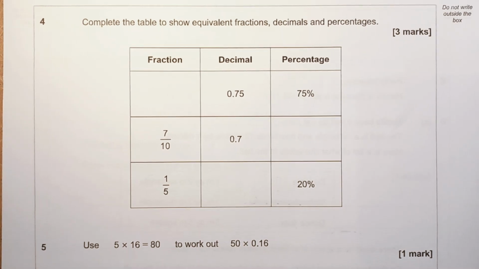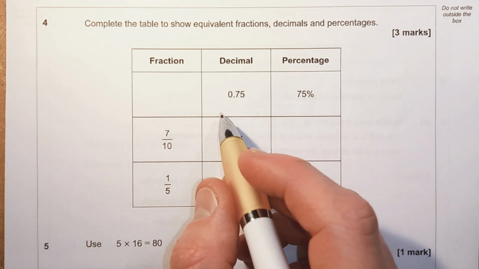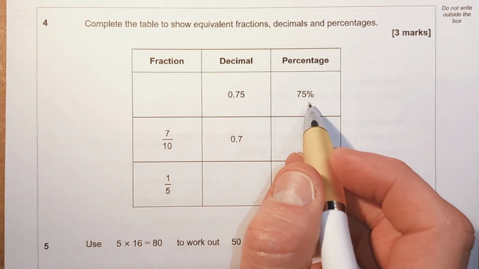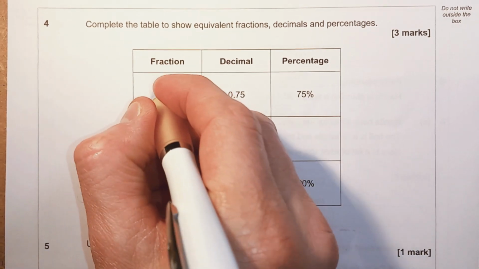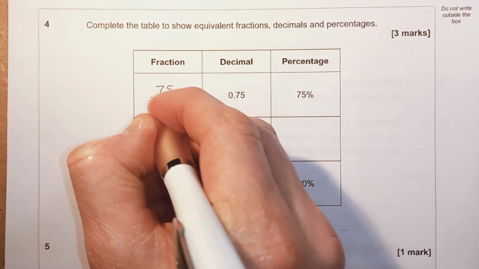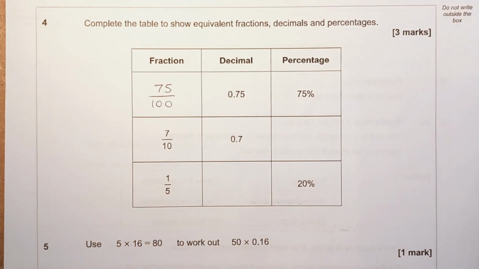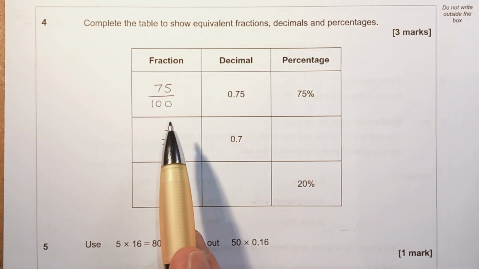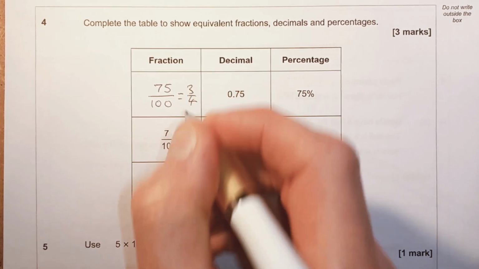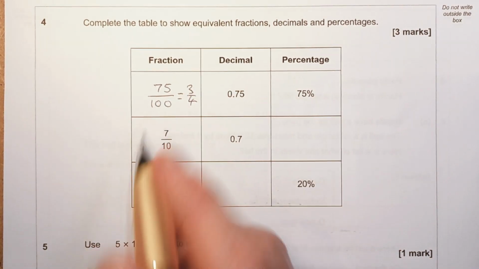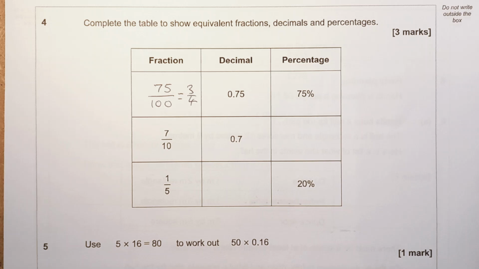Question 4. Complete the table to show equivalent fractions, decimals, and percentages. Right. Well, if we want to make a fraction, I'm going to start with the percentage. And I'm going to say, well, 75% just means 75 out of 100. And I'm going to leave it like that. I could simplify it. You could make it 3/4 if you want, but they haven't said to simplify it, so we can just leave it as 75 over 100.